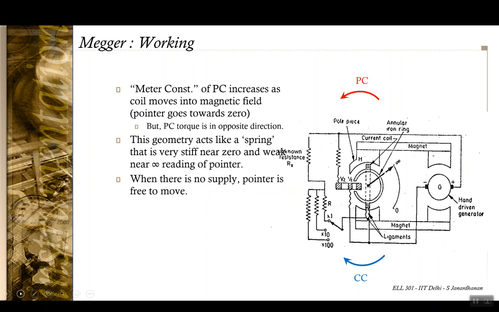Now because of this geometry, the meter constant of the pressure coil increases as the coil moves into the magnetic field, or in other words, as the pointer goes towards zero. However, the pressure coil's torque is moving in the opposite direction, and this entire geometry will now act like a spring for the pressure coil, a spring that is very stiff near R equal to zero and loose near R equal to infinity. So near R equal to zero it will take a lot of effort for it to move, and near R equal to infinity, with little effort, it can move.